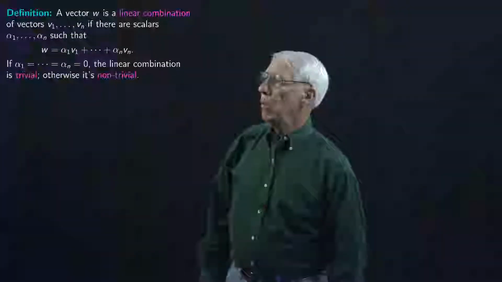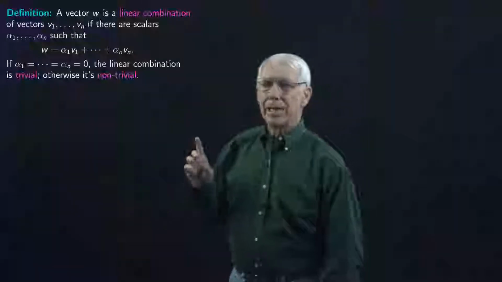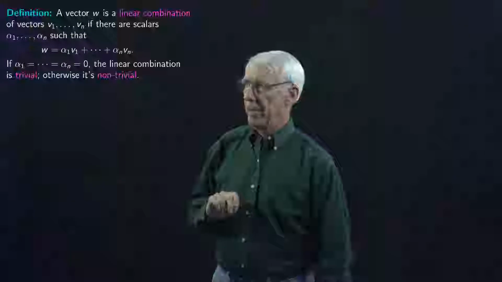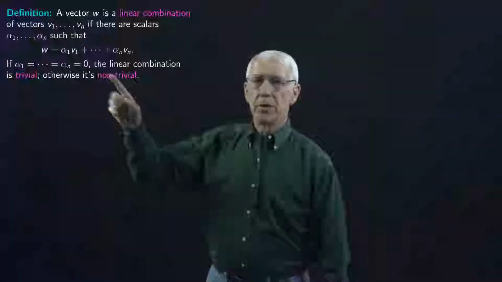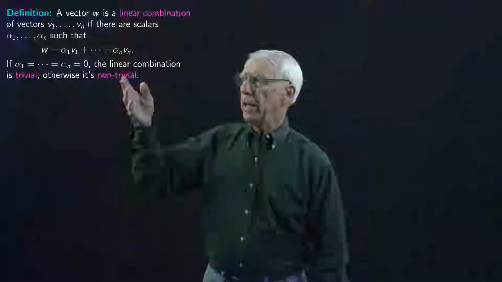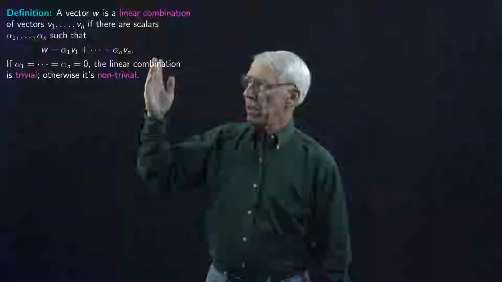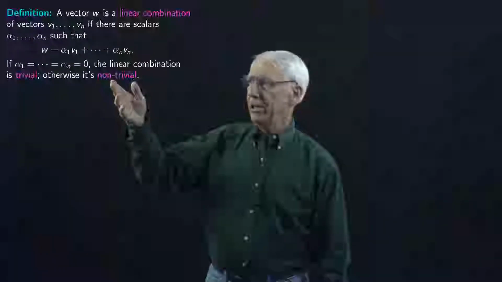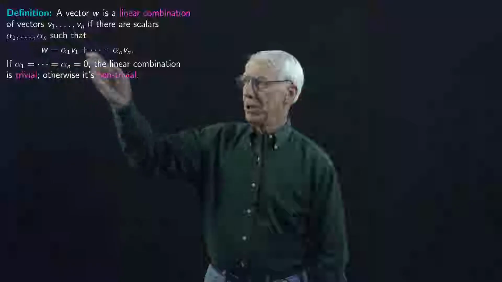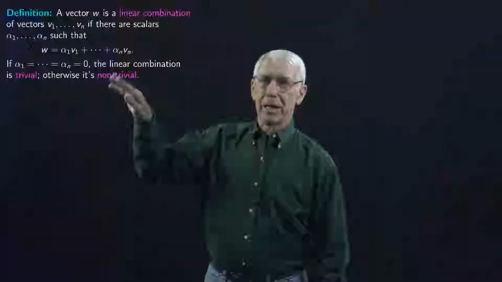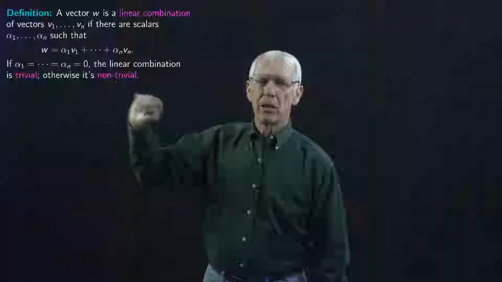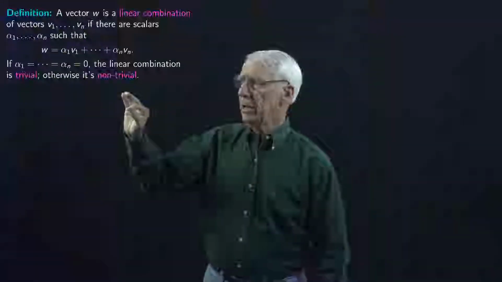And we call the linear combination the trivial linear combination if all of the scalars are just zero. And of course it's obvious that the trivial linear combination gives us the w vector as the zero vector. So the trivial linear combination is kind of unique. All the coefficients are zero, all the scalars are zero, and we get the zero vector.